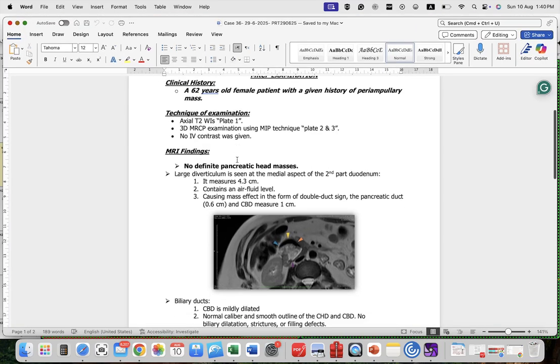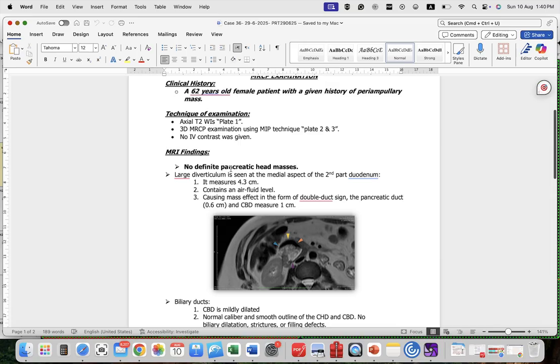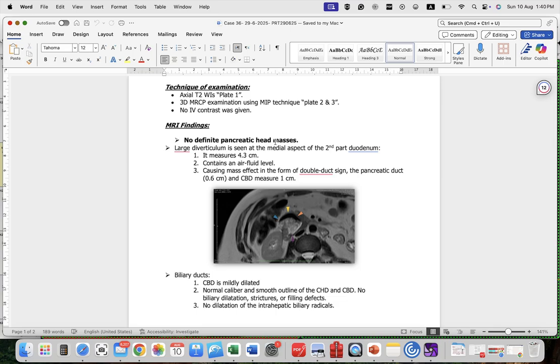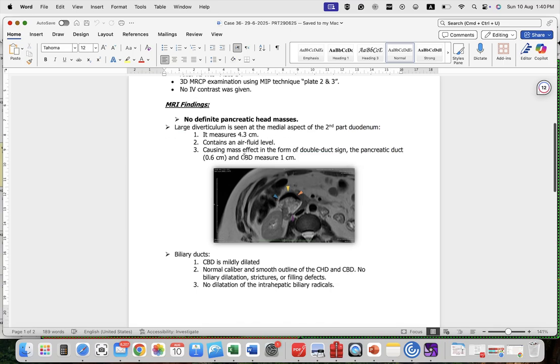Let's go back to the report. We mentioned clearly that there is no pancreatic head mass, and we confirmed that also by diffusion. There is no diffusion restriction for any mass. And we describe the diverticulum at the second part of the duodenum, measure it, mention that we have an air-fluid level, and describe the mass effect.